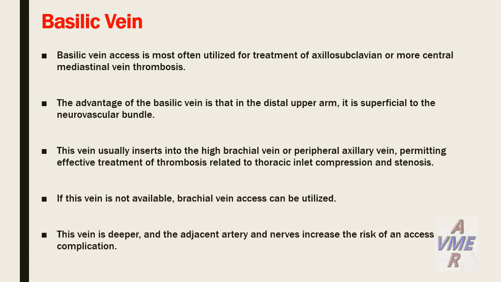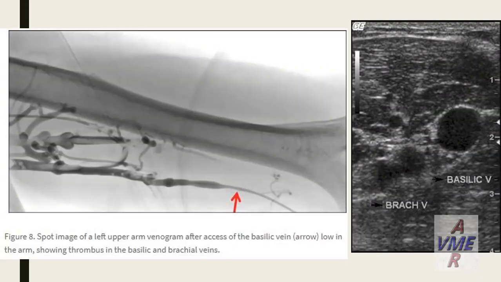If the basilic vein is not available, brachial vein access can be utilized. This vein is deeper and adjacent to the artery and nerve, with increased risk of access complications. This is a left upper arm venogram after access of the basilic vein, arrow. This one is the venogram, and this in the ultrasound is the basilic vein, and this is the brachial artery.